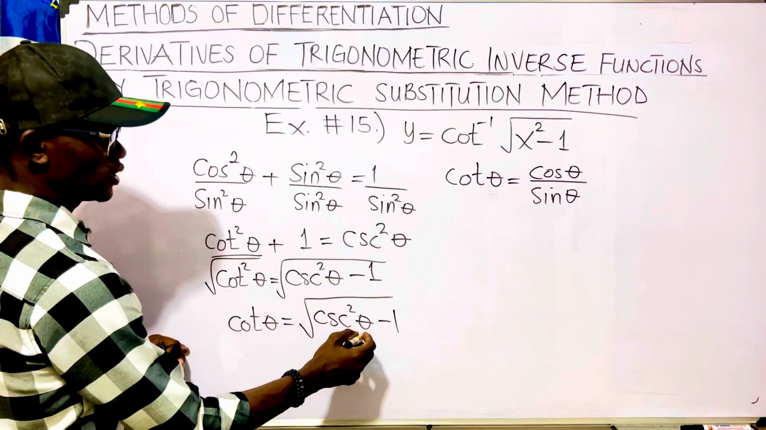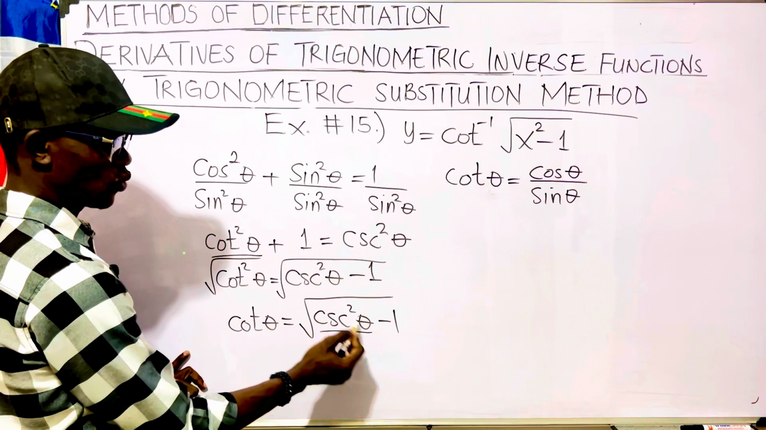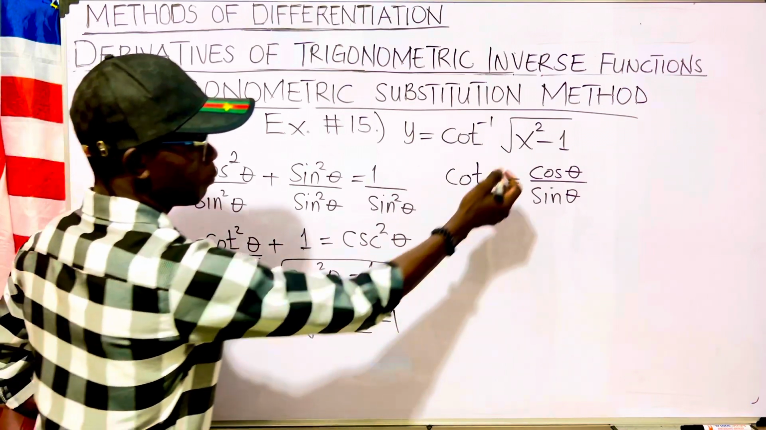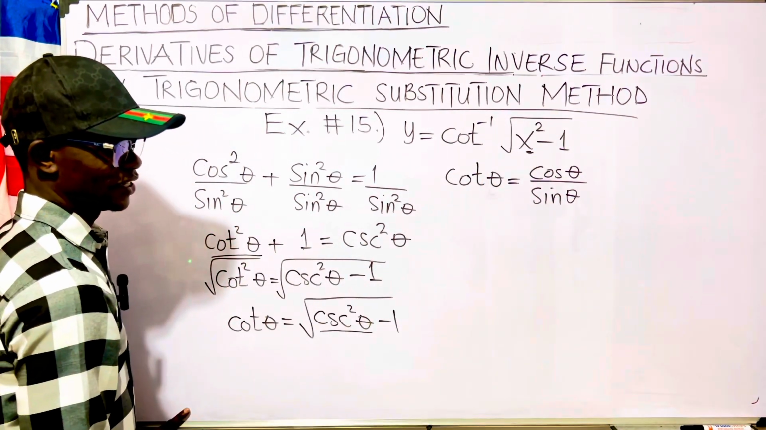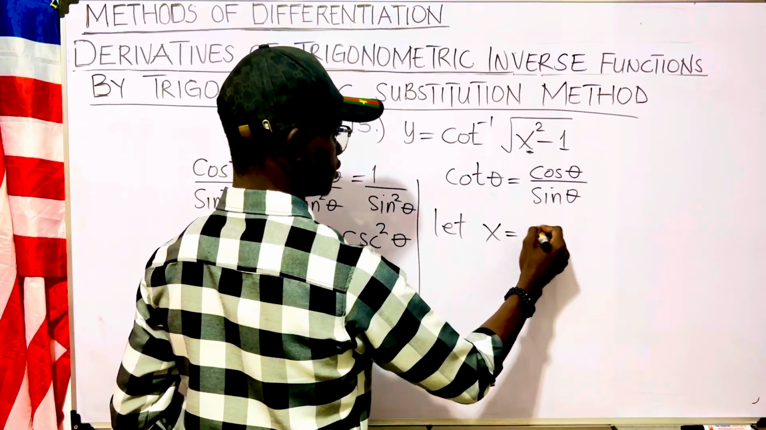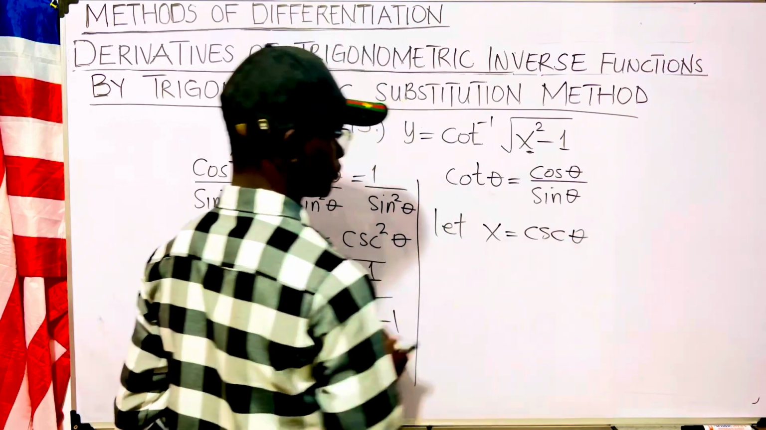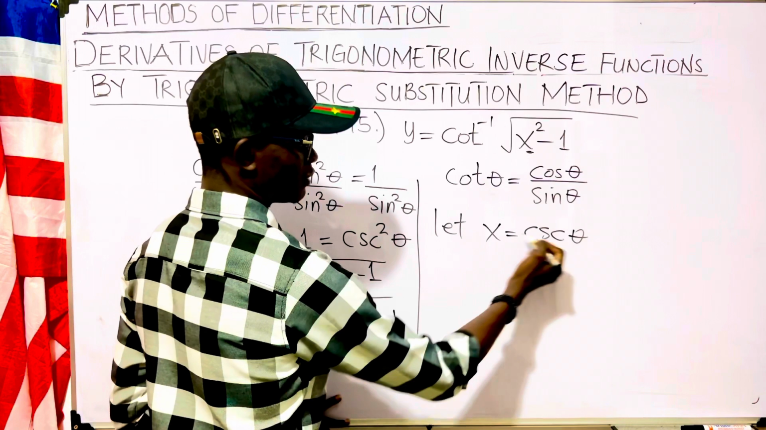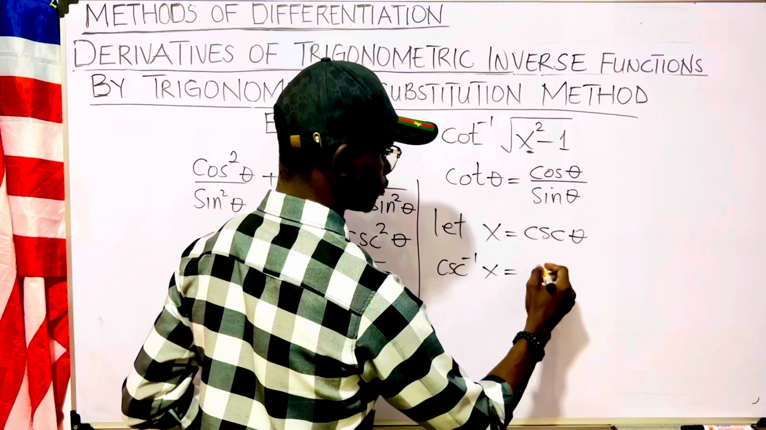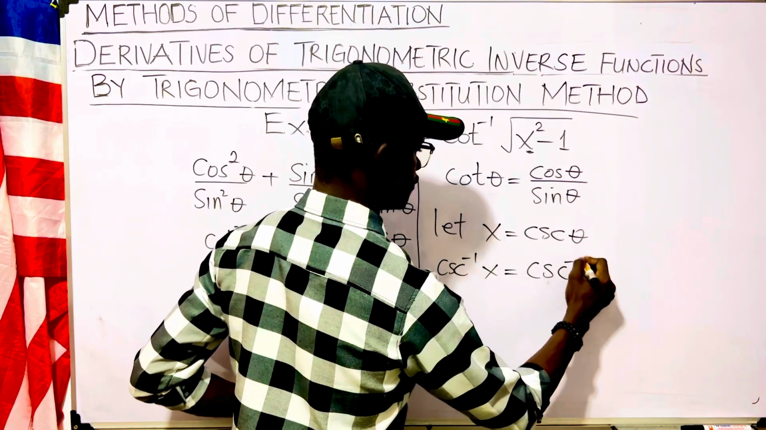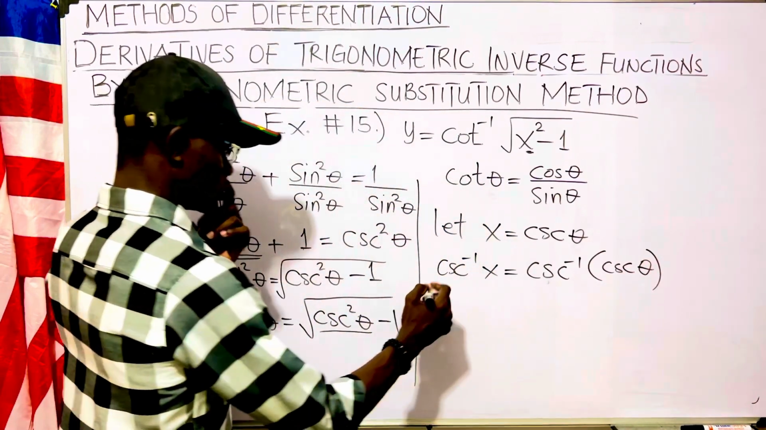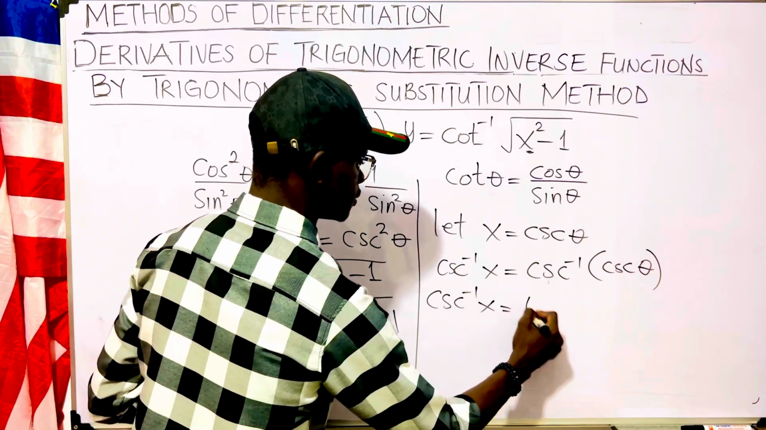But what is this cosecant theta? You see that cosecant of theta could possibly represent our x. So now we will use the substitution, thereby saying let x equal CSC of theta. We can solve for theta by taking cosecant inverse on both sides. Cosecant inverse of x is equal to cosecant inverse of cosecant of theta. So cosecant inverse of x is now equal to theta.